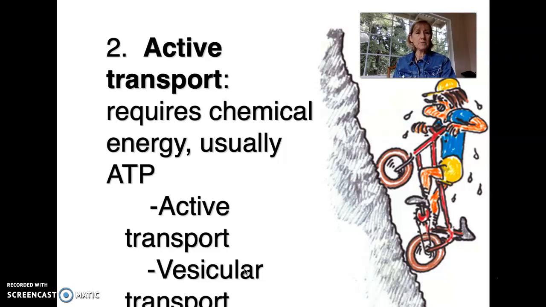So vesicular transport then is when it can't come through the membrane. It can't come through a channel. It has to pretty much blast through the membrane and push away some of those phospholipids.